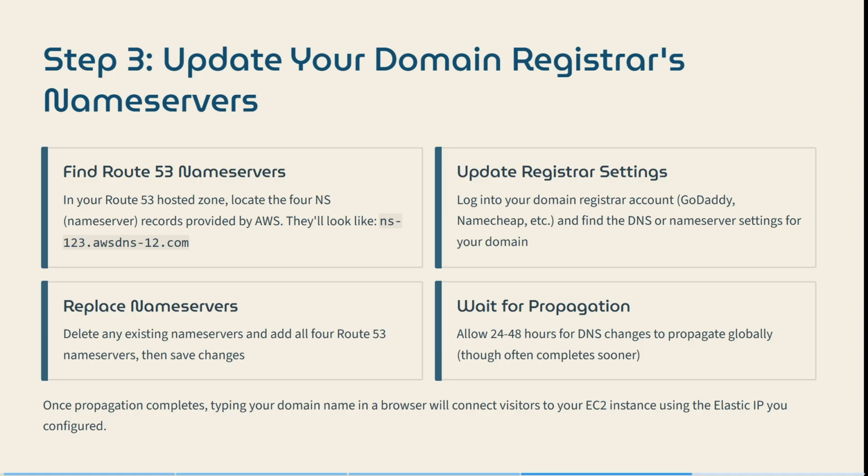Once you've done that, you need to replace the name servers. So you need to delete existing name servers and add all 4 Route 53 name servers, and then save your changes. Log into your domain registrar account. This could be GoDaddy, Namecheap, and find the DNS or name server settings for your domain.